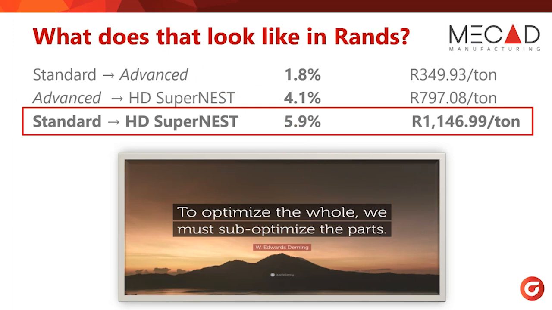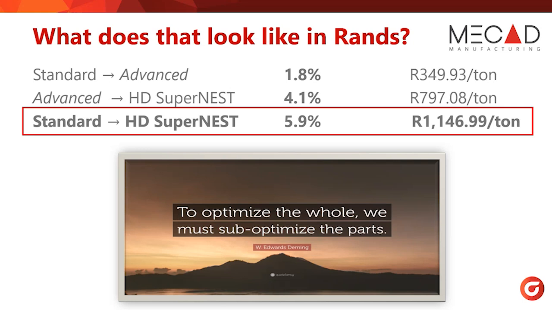And are you thinking, Tamsin, cool, you showed us these really rad percentages, and that's great. But how am I going to save money? Well, here we go. Now that we've seen the difference in scrap percentages, let's translate those improvements into something every business understands: cost savings. Based on the material pricing used for this demonstration, moving from a standard nesting engine to HD Advanced TrueShape reduced the material usage by 1.8%, resulting in a saving of approximately 349 Rand 93 per ton processed.